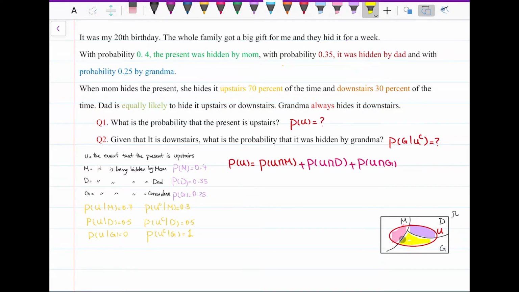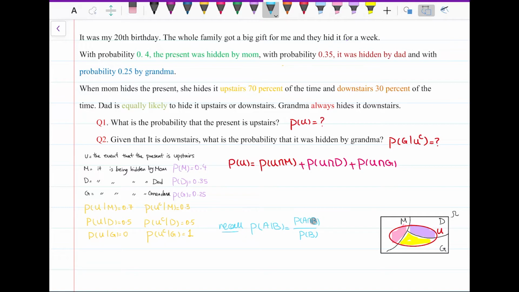And as you see, since these areas, these intersections are disjoint, we can add the probabilities. And for each one of these intersections, I can use the conditional probability. How? Let me give you a recall of conditional probability. If you have P of A given B, then it would be P of A intersection with B over P of B. This is the conditional probability of A given B.